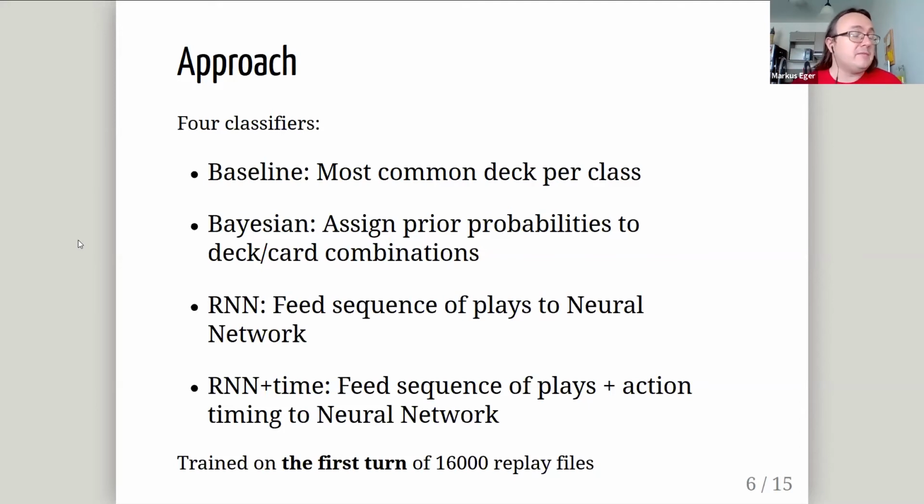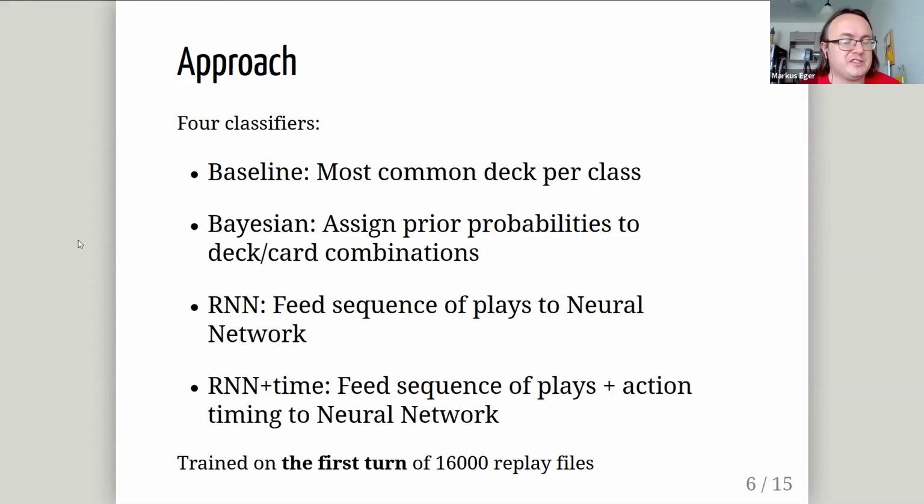And then when we actually see the cards, there's some math involved with what we do if the opponent plays more than one card, or what happens if we see a card that we have never seen before, etc. You can see the details of that in the paper. But bottom line is we calculate the probabilities for all the decks, given these prior probabilities, and then we predict the one with the highest predicted posterior probability.